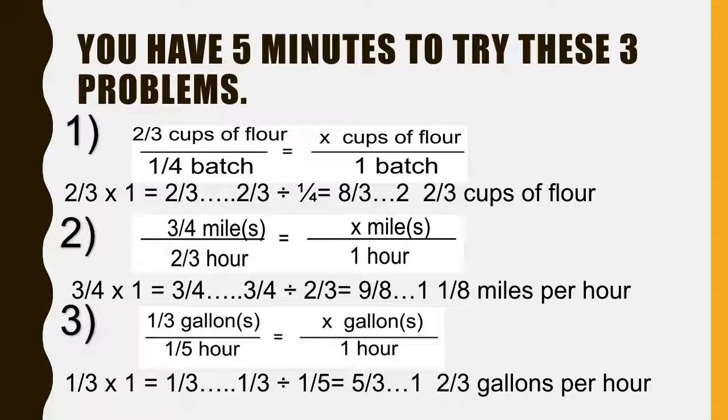Now we're comparing gallons with hours. 1/3 of a gallon and 1/5 of an hour is X gallons in 1 hour. So you do the 1 times the 1/3 and that gives you 1/3 divided by 1/5. And 1/3 divided by 1/5 is 5/3. 5/3 as a mixed number is 1 2/3 gallons per hour. Is anyone still having problems with turning an improper fraction to a mixed number?